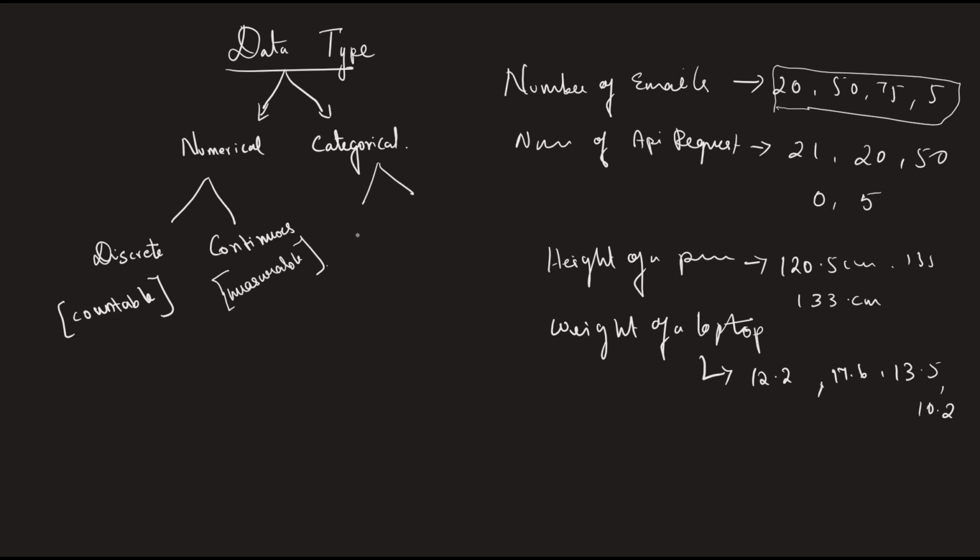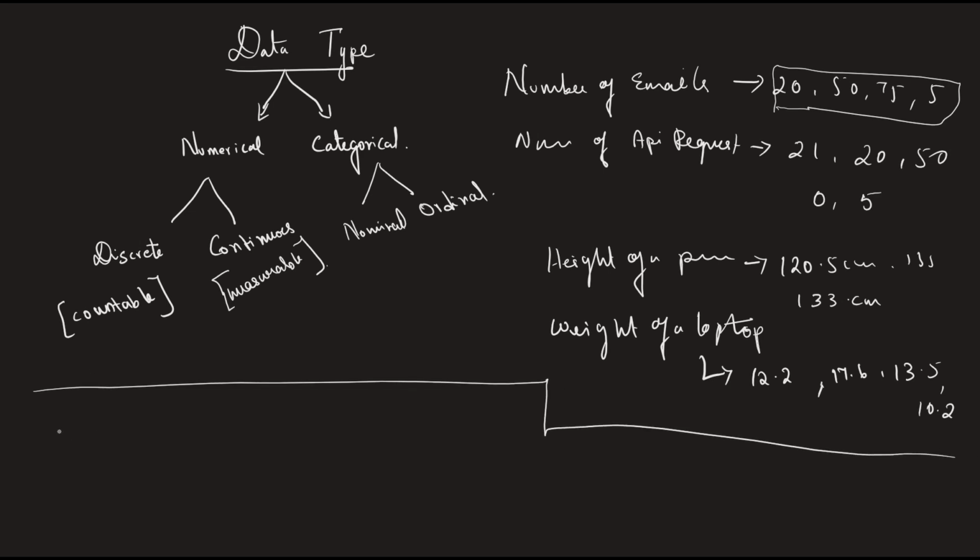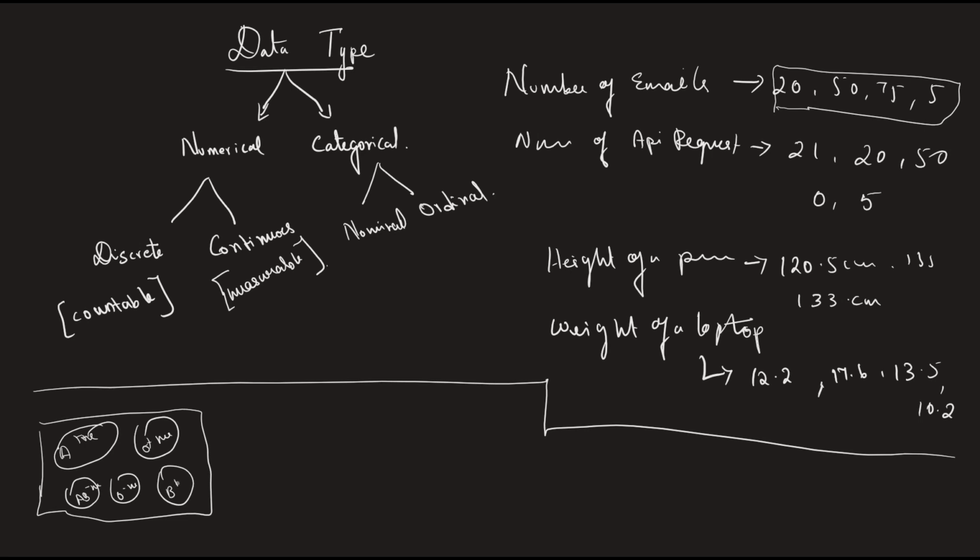In a similar way we have it for categorical. I will go with nominal, and the other one is ordinal. Let's see some examples for that. For example, I can take blood group. Here we have A positive, O positive, AB negative, or O negative, or B positive. It can be any of these.